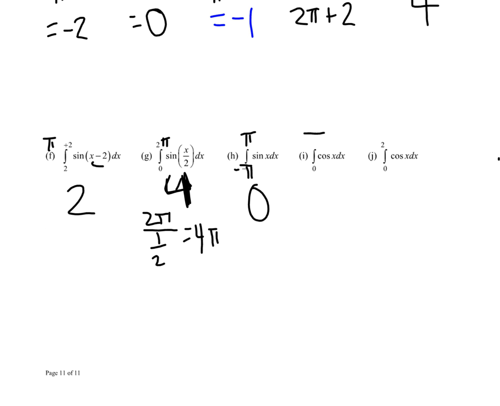We're going from 0 to pi, but this time with cosine. Think about what the graph of cosine is. And 0 to 2 pi for cosine. Think about the graph and answer those.